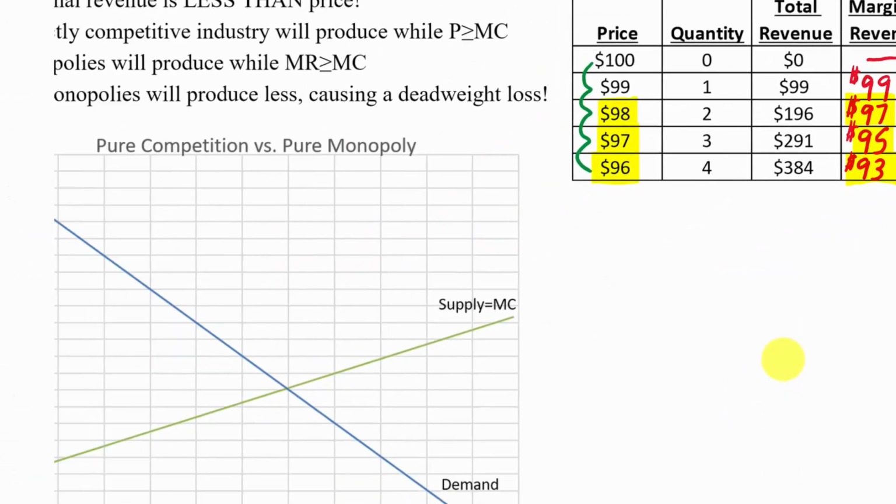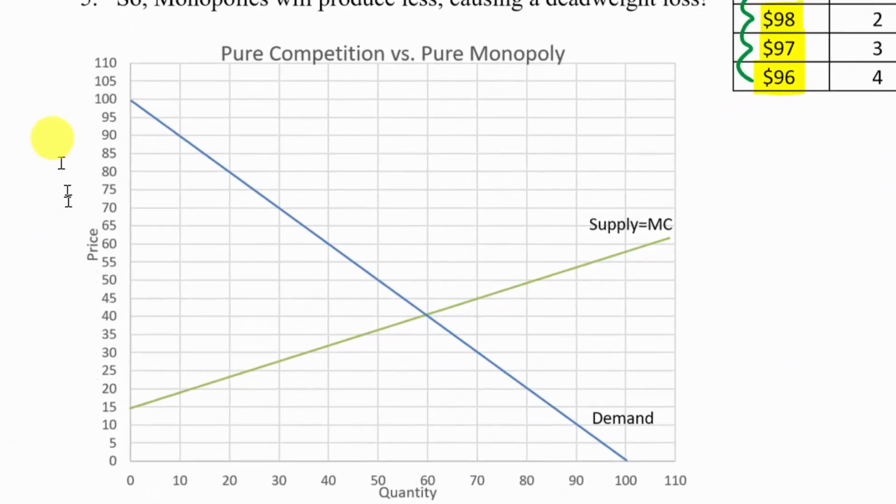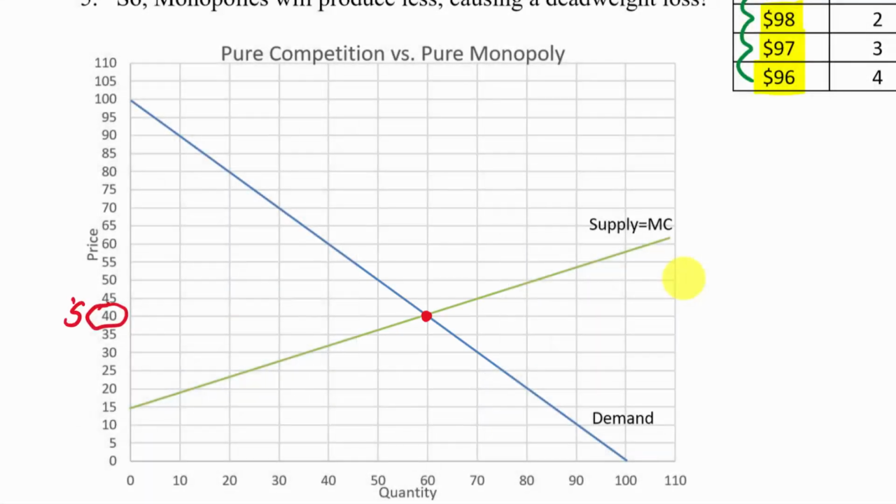So when we look at what's going on here in a market, this is graphing that same demand curve in blue. And I just made up this supply curve here. Suppose we were talking about pure competition, just to start with. What happens in pure competition is there's a market price where supply intersects demand, and the market price here is going to be $40.